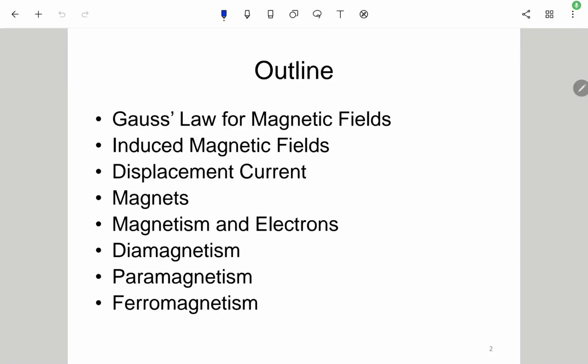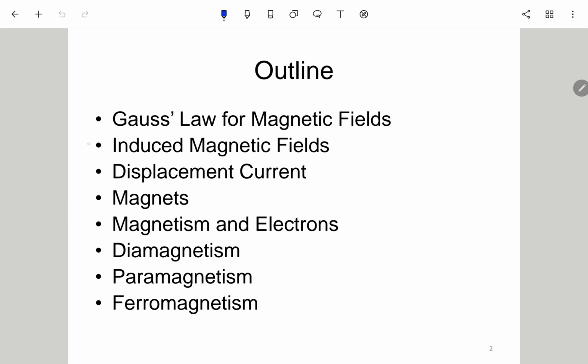Okay, so this is the outline for chapter 32. We will talk about the Gauss law for the B field. In chapter 23, we already talked about the Gauss law for the E field. This is another version which will be easier, because we don't have a magnetic monopole. And then we will also talk about the induced B field, and the displacement current.